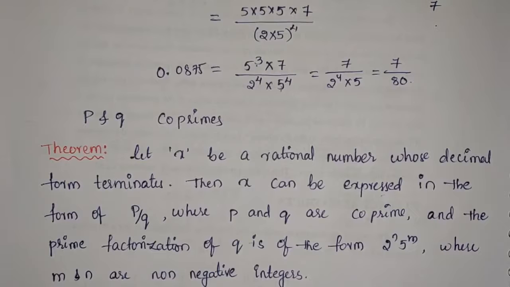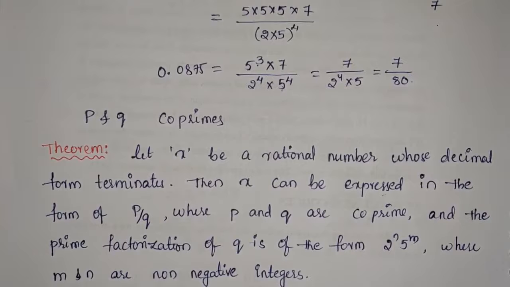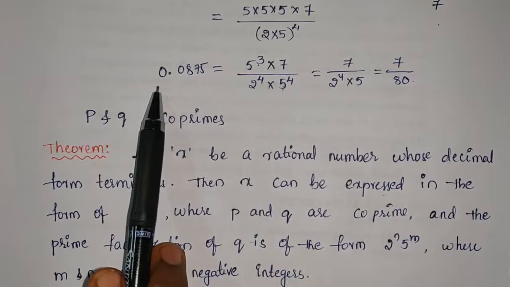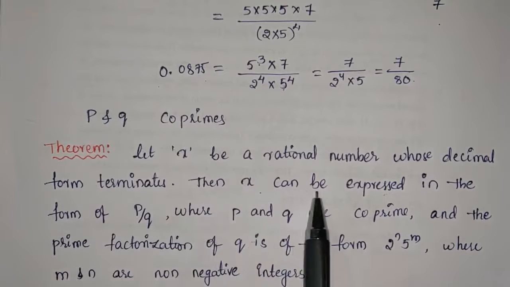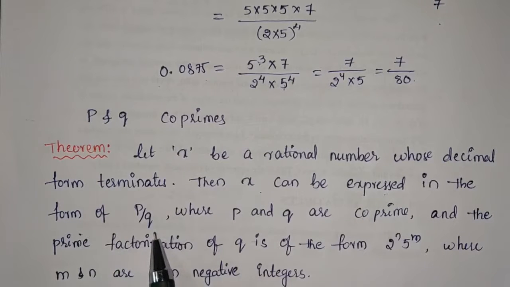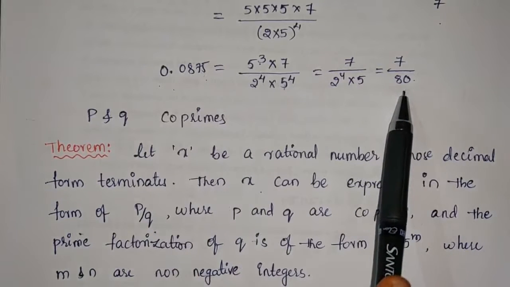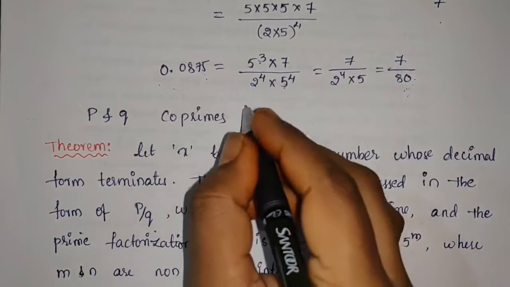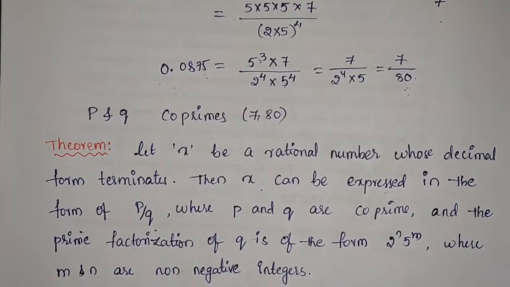Before going to the next one, from the above example, what we can observe is this theorem. Let x be a rational number whose decimal form terminates. That x is the value, that is, we have taken here 0.0875. This is x, and then x can be expressed in the form of P by Q, where P and Q are co-prime. So we have expressed this in the form of P by Q, that is 7 by 80, where 7 and 80 are co-primes here, right? 7 and 80 are co-primes because there is no common factor for those two other than 1.